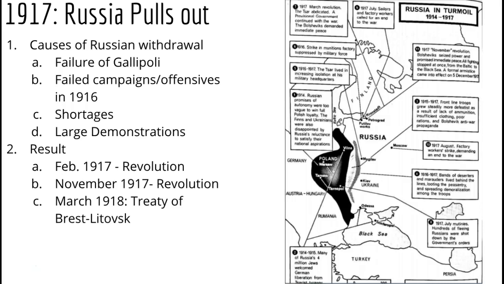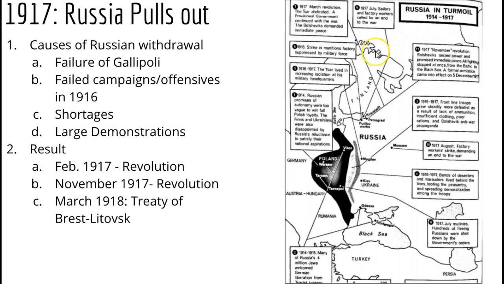The Brusilov offensive is one that comes to mind. This was an offensive launched in 1916 by the Russians. It had some short-term success, but ultimately it's going to be pushed back by the Germans. So once again, this could be another example of a failed offensive.